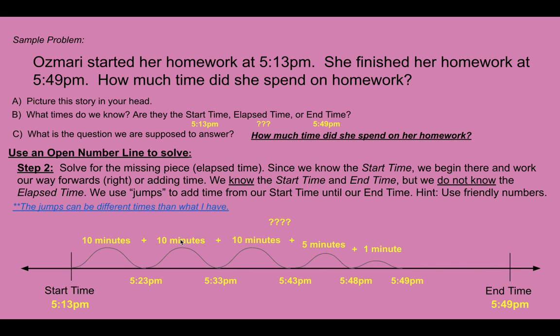10 plus 10 is 20. 20 plus 10 is 30. 30 plus 5 is 35. 35 plus 1 is 36 minutes. So, how much time did she spend on her homework? The answer is 36 minutes. Let's try a problem on your own.